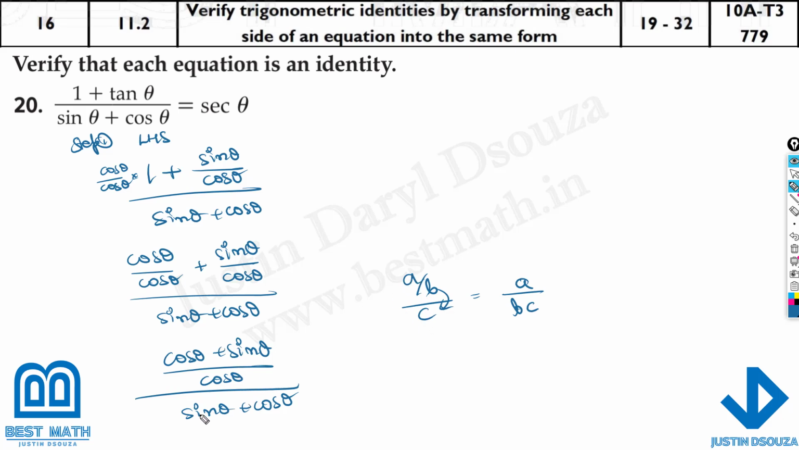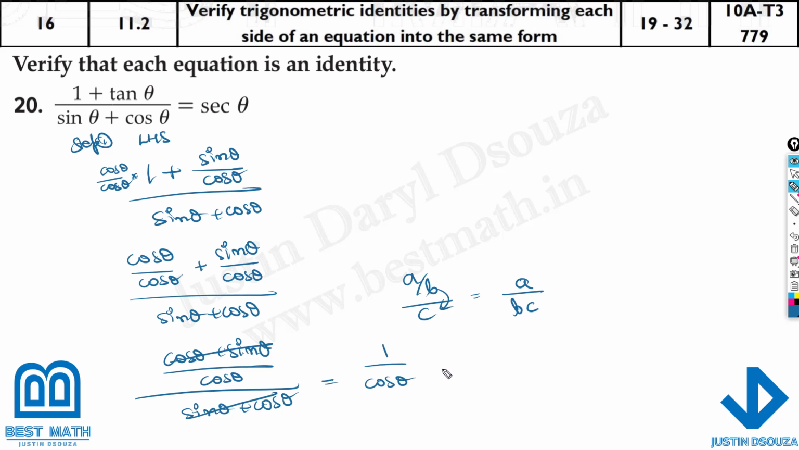Now if you look carefully here, sine theta plus cosine theta and cosine theta plus sine theta is the same thing. So I can cancel this off. Why? Because this denominator will move down over here, and these both are in the denominator part. So this is basically the denominator, right? The numerator cancels the denominator, they are same. So what is remaining now? It is basically 1 by cosine theta.